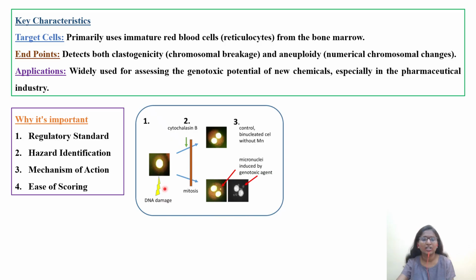Here is the cell, and it is causing DNA damage. After being subjected to cytochalasin B, you can see the split of the nucleus has taken place. This is a control binucleated cell without micronucleus. And here, after being subjected to mitosis, you can see two cells. The cell is split with two different nuclei, but one of them also contains a micronucleus. So micronuclei are induced by genotoxic damage. This happens because damage to the nucleus causes a micronucleus to be formed. So we will be counting these cells while scoring the micronucleus slides.